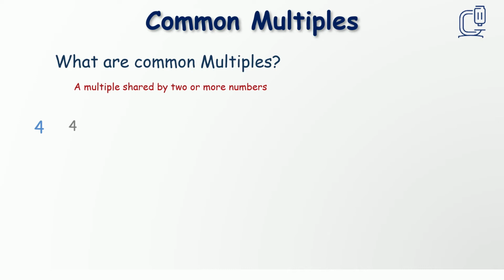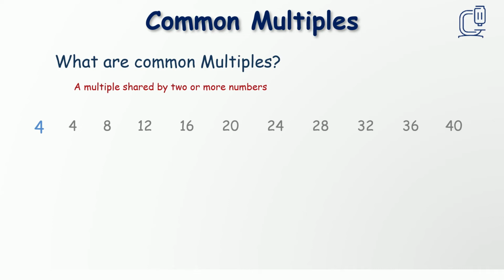To get to another multiple, we take 4 times 2, which gives us 8. So 8 is another multiple of 4. So 4 times 3 is 12. 4 times 4 is 16. 4 times 5 is 20. 4 times 6 is 24. 4 times 7 is 28. 4 times 8 is 32. 4 times 9 is 36. And 4 times 10 is 40. These are all multiples of 4.